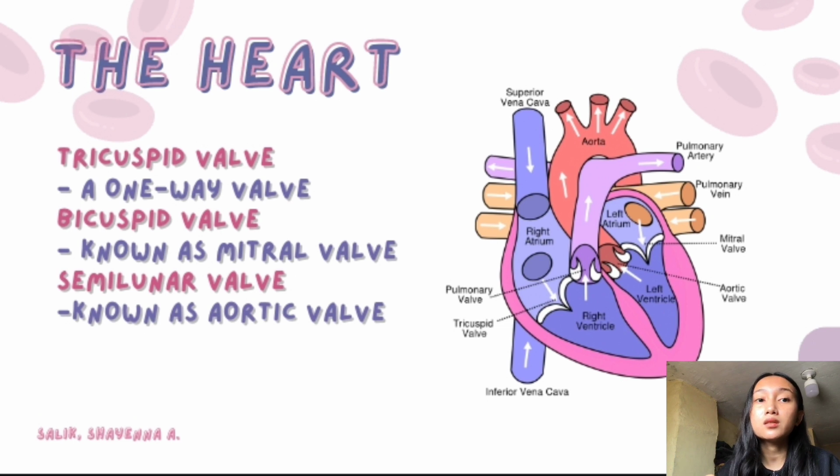From the right ventricle, the deoxygenated blood will pass through the pulmonary semilunar valve into the right and left pulmonary arteries. The pulmonary arteries will leave the heart and enter the lungs. After that, the pulmonary artery branches in the lungs into millions of capillaries.